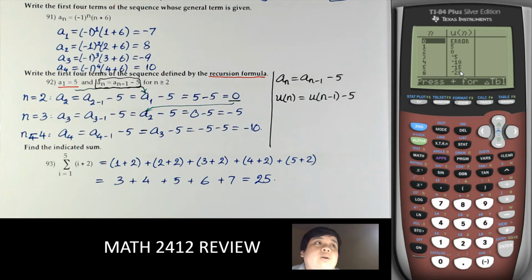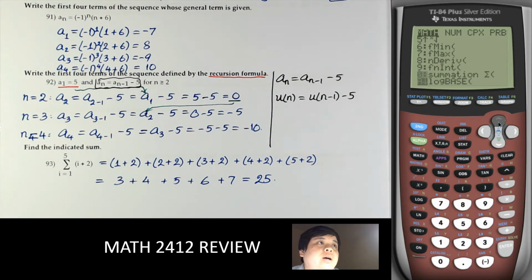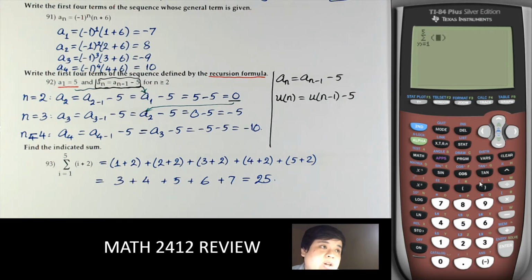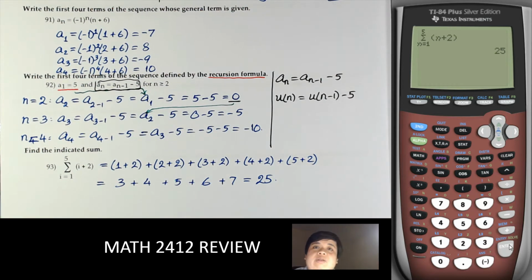Right. So again, calculator, if we can use it. Hit math, we have to go to the summation here, and we can use any variable. Let's use n equal to 1, go to 5, and then the expression is n plus 2. So of course 25. Right.